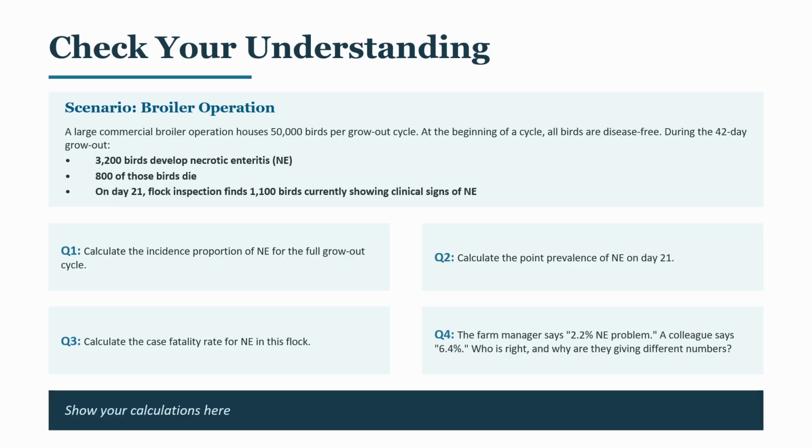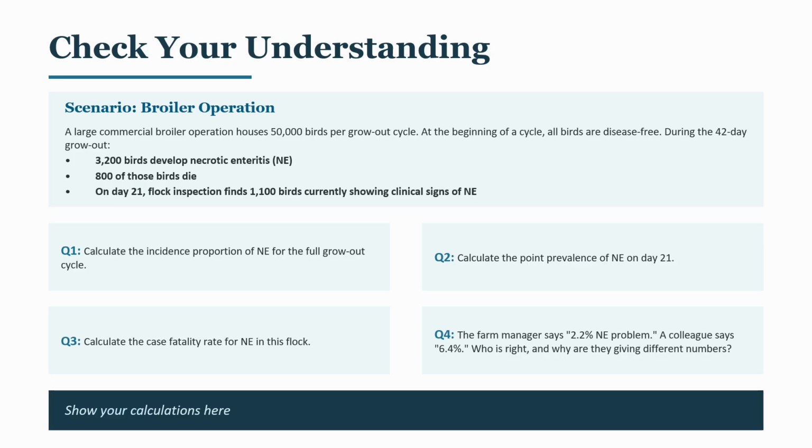Question 1, incidence proportion. New cases equals 3,200. Population at risk at start is 50,000. Incidence proportion equals 3,200 divided by 50,000 equals 0.064 equals 6.4%. Interpretation. Over this 42-day grow-out cycle, 6.4% of birds developed necrotic enteritis. This is the probability that any bird starting the cycle disease-free will develop necrotic enteritis during the cycle.